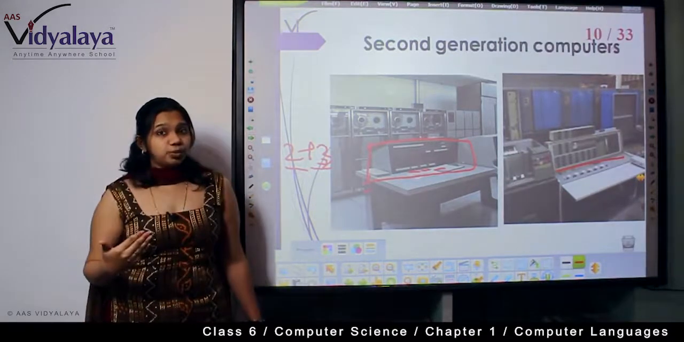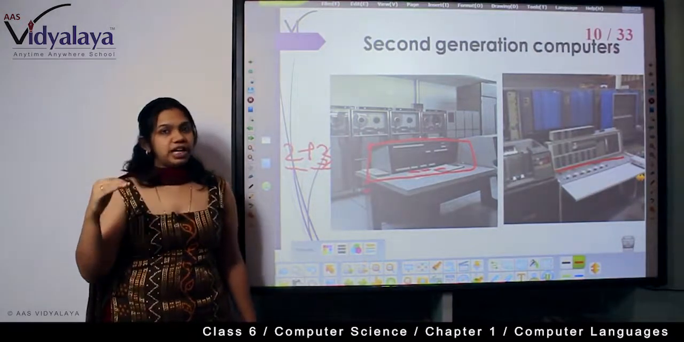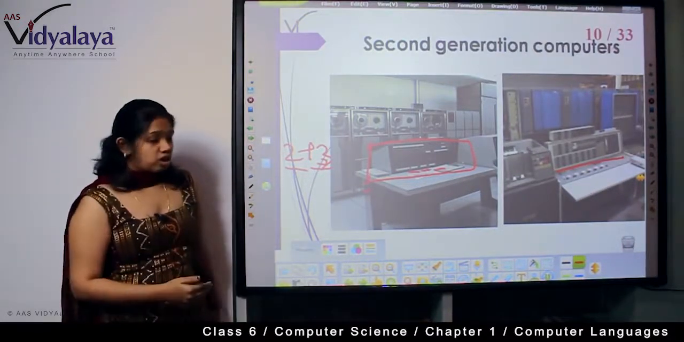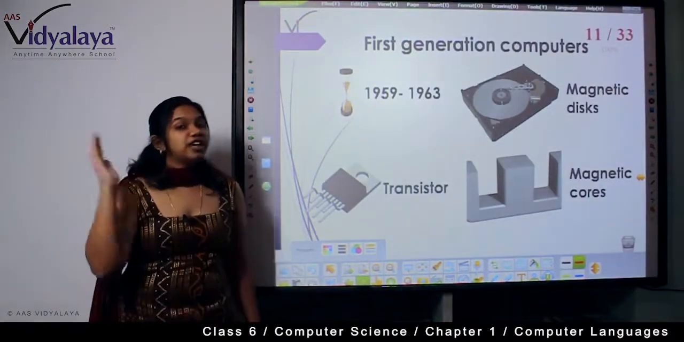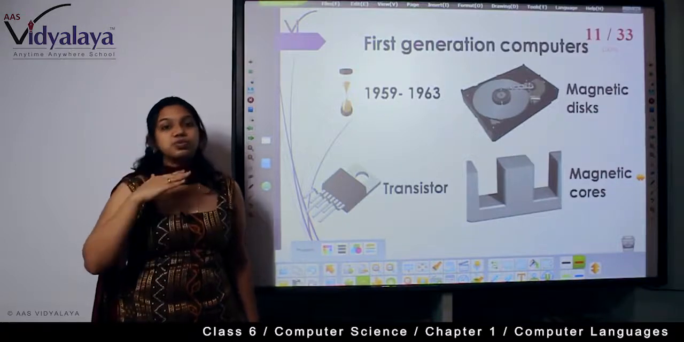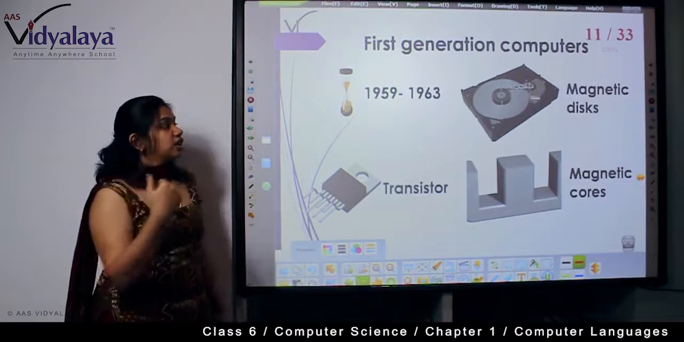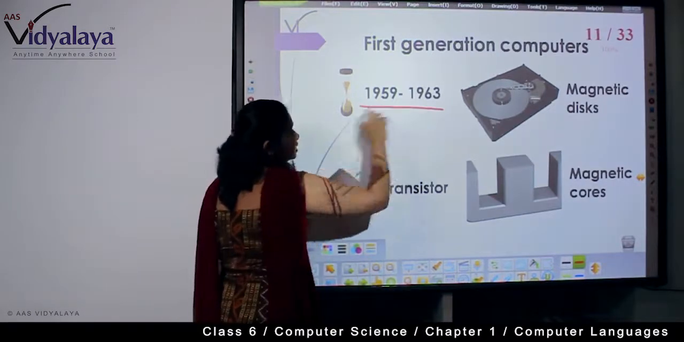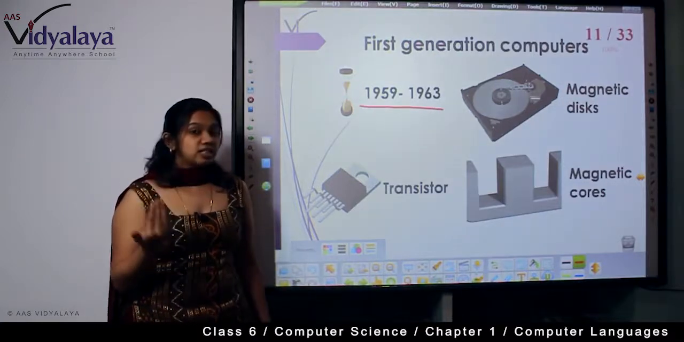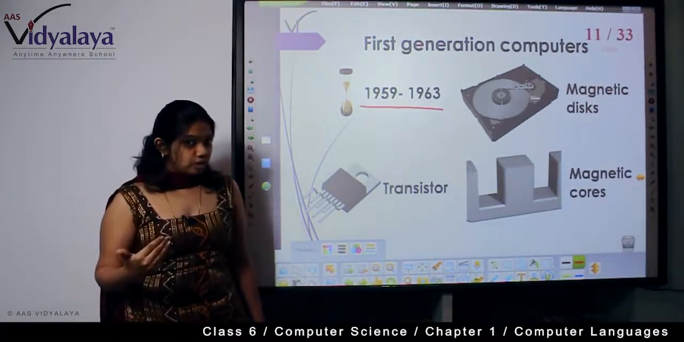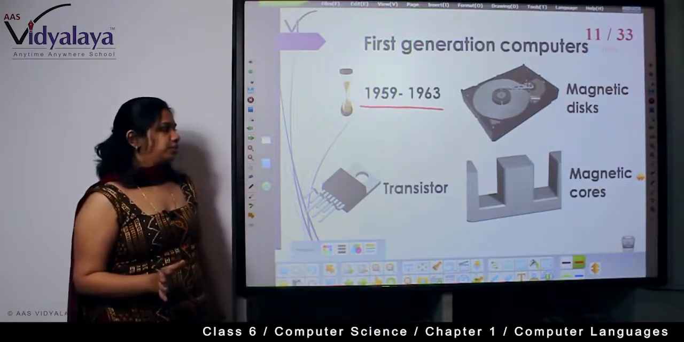These were the final, fine-tuned version of the first generation computers. So when were they launched? They were launched in 1959 when the first generation computers were stopped, and we used them till 1963. So it was a long time back, not now. These second generation computers had input slots and were the more final version of the first generation computers.